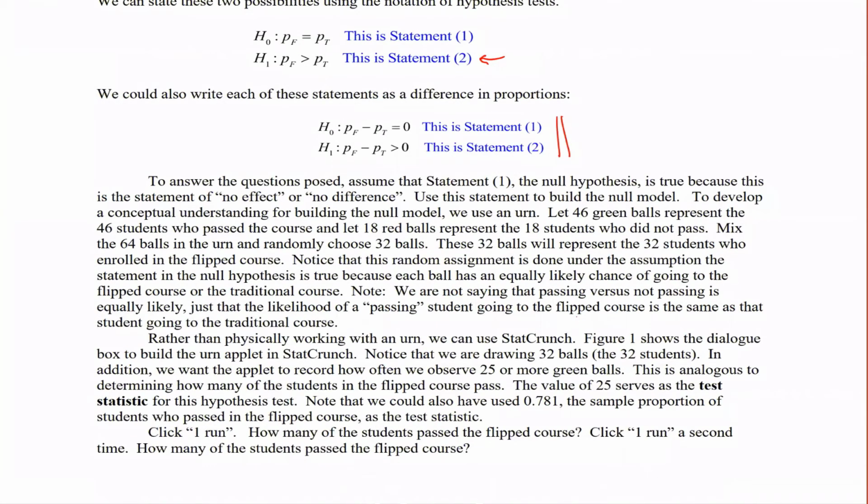Remember, whenever we do hypothesis testing, we always build our model assuming the statement in the null is true. The statement in the null is a statement of no effect, no difference, meaning the pass rate in the flipped is going to be the same as the pass rate in the traditional, because there's no difference in pass rates regardless of the way you teach the course.